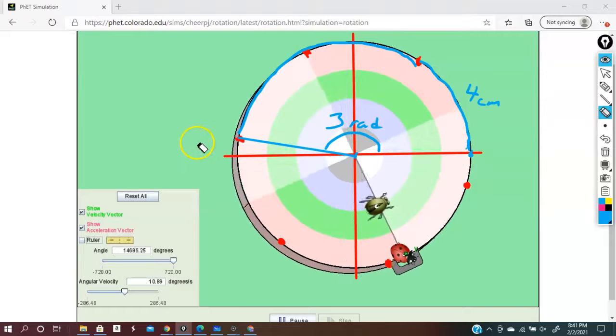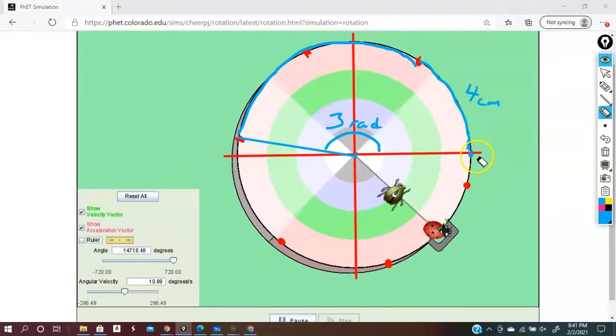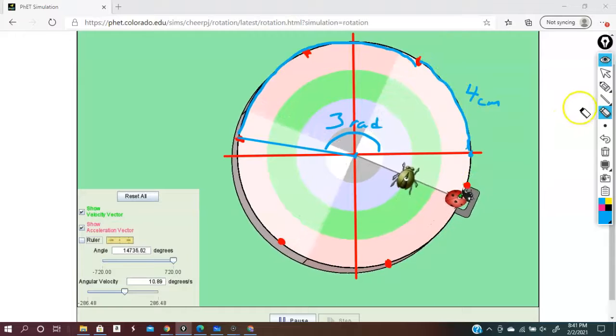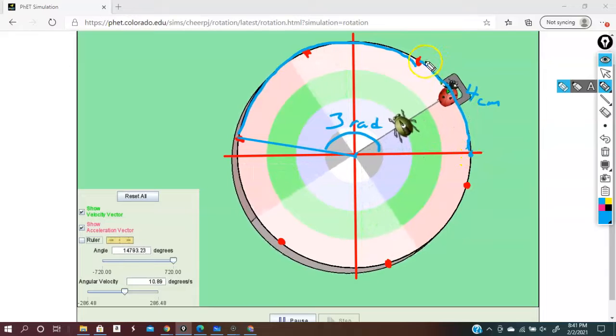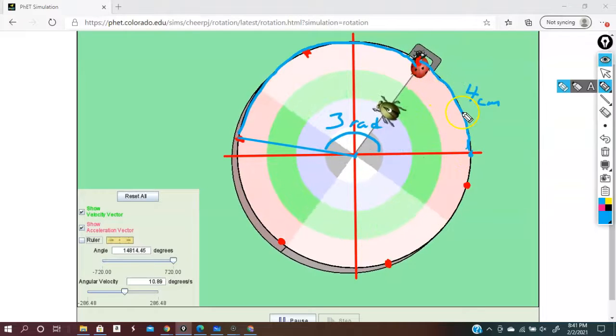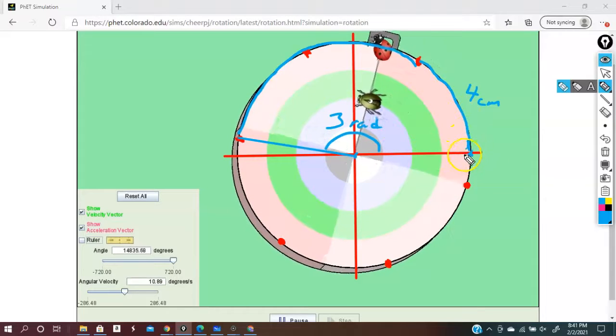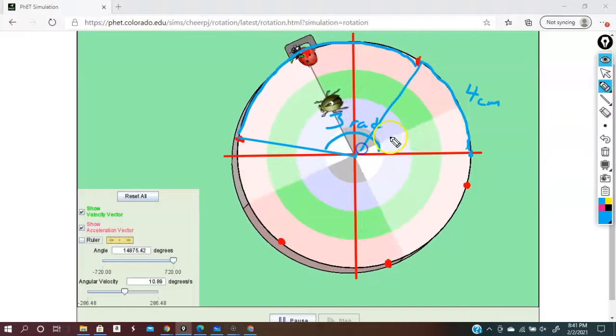Again, the length of the radius defines the radian. So again, let's look at 1 radian. It comes up to right here. Right now, that ladybug from this origin up to here traveled the same distance as the radius.